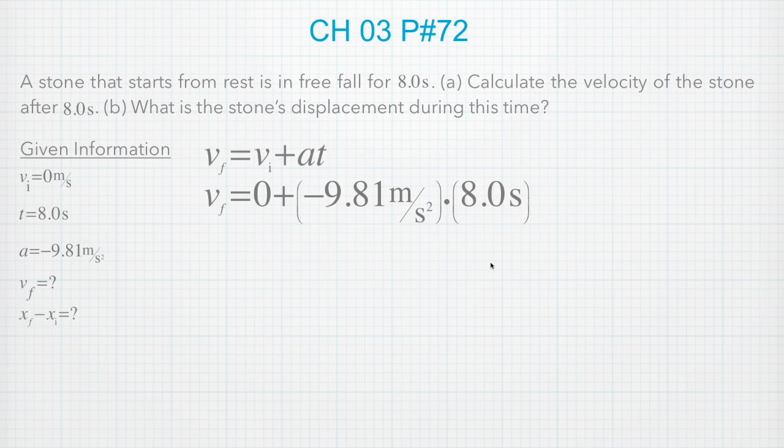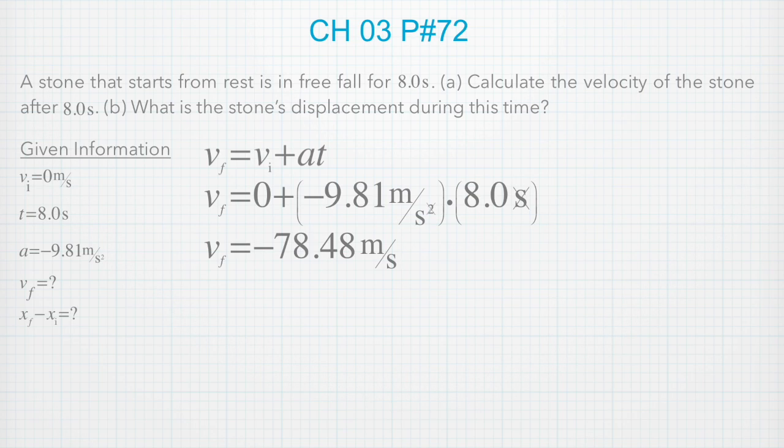So let's take a look at our units. This second cancels out with one of these, so we're going to be left with meters per second. This makes sense because we're looking for a velocity. Now let's multiply our numbers. We get negative 78.48 meters per second. That's our velocity, but we're not done yet.